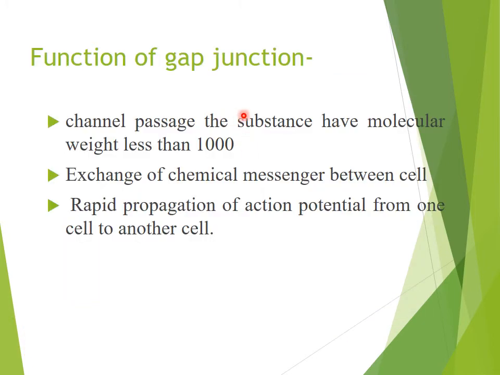Now, the gap junctions allow the passage of substances or molecules which have a weight of less than 1,000 daltons, and the exchange of chemical messengers between the cells. So basically, they are involved in the rapid propagation of action potential from one cell to another. For example, in the myocardium or cardiac muscle cells, the action potential is generated rapidly through the intercalated discs, through these gap junctions, so that the heart can contract as a syncytium.